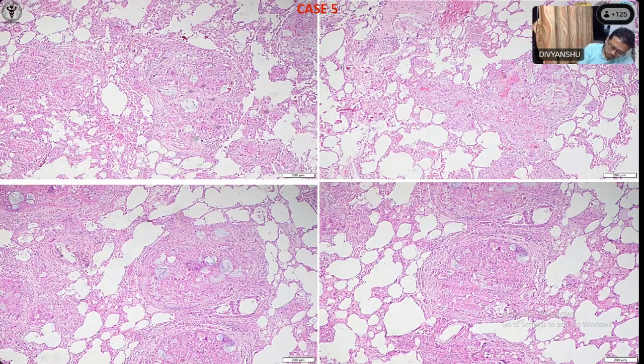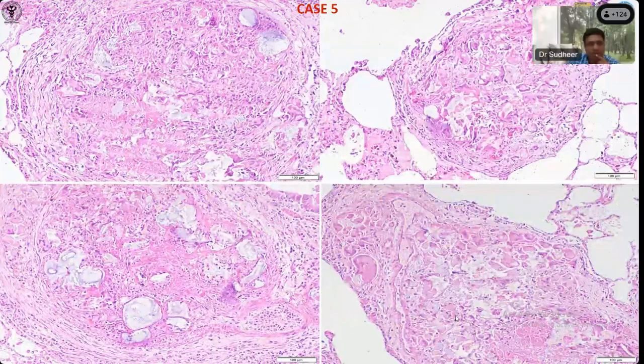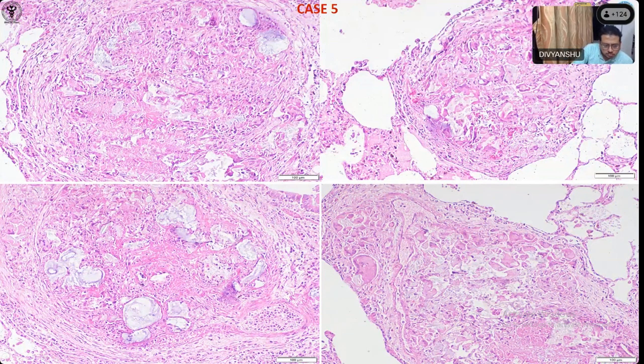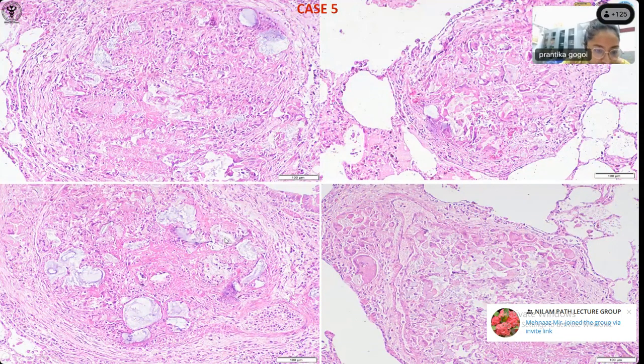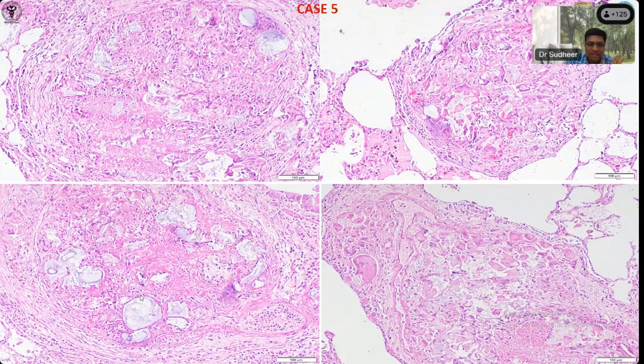Fibroblast. Can you still make out where the granulomas are located? Yes, sir. Okay, see the third picture. What are these structures? Are these any secretions? Some kind of a foreign material. Foreign material that is eliciting granulomatous inflammation.